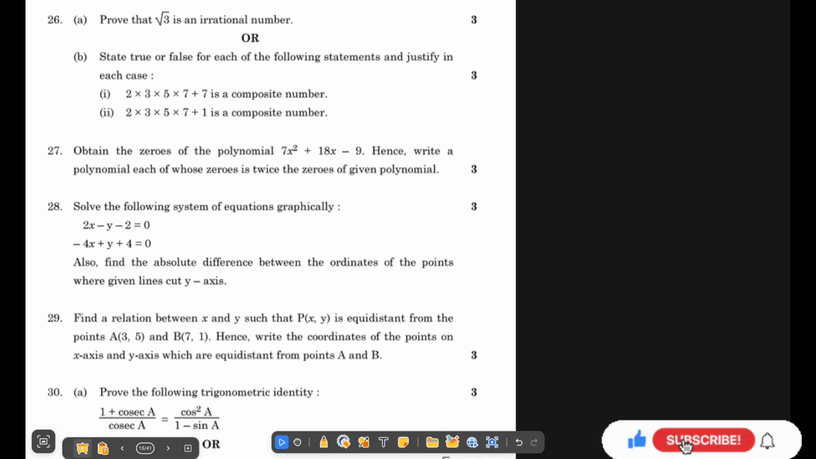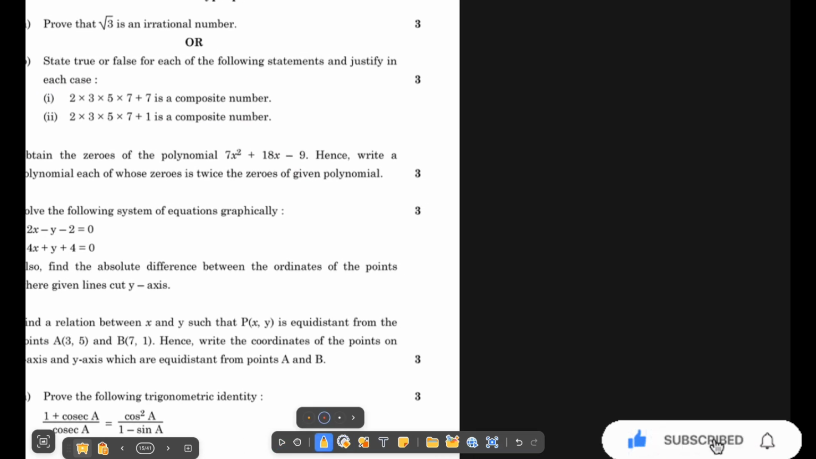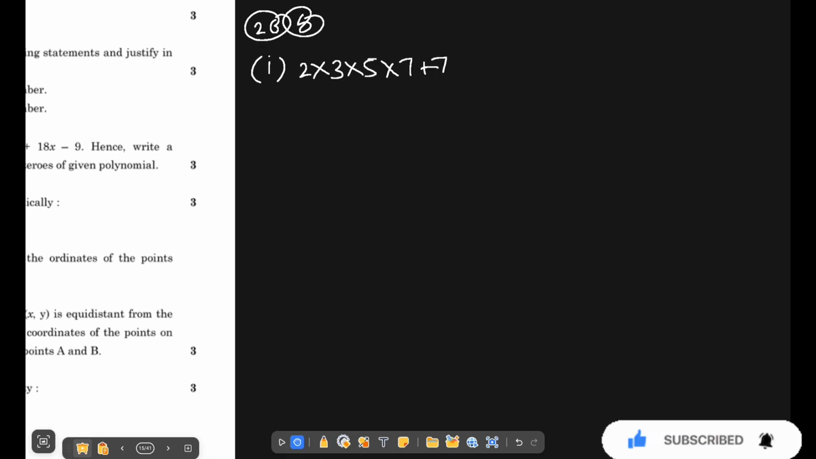So let's write what is given. The first one, 26b question. It is given that 2 into 3 into 5 into 7 plus 7 is a composite number or not.